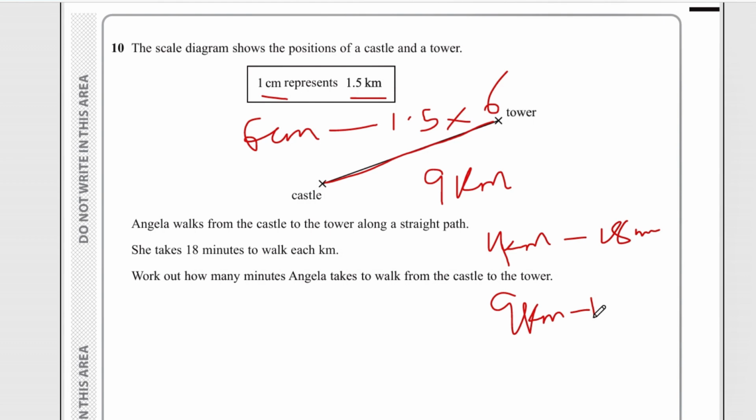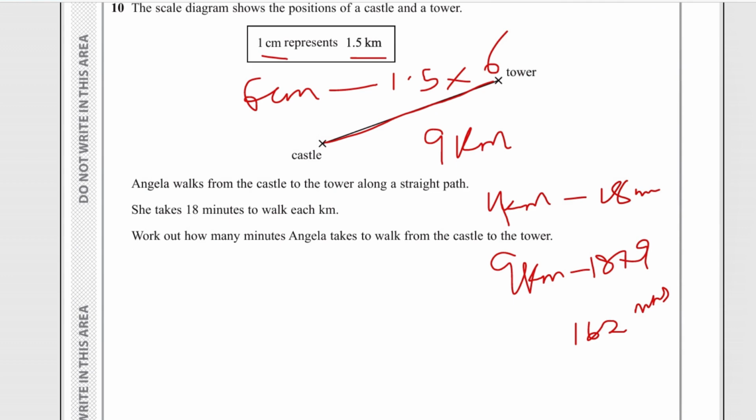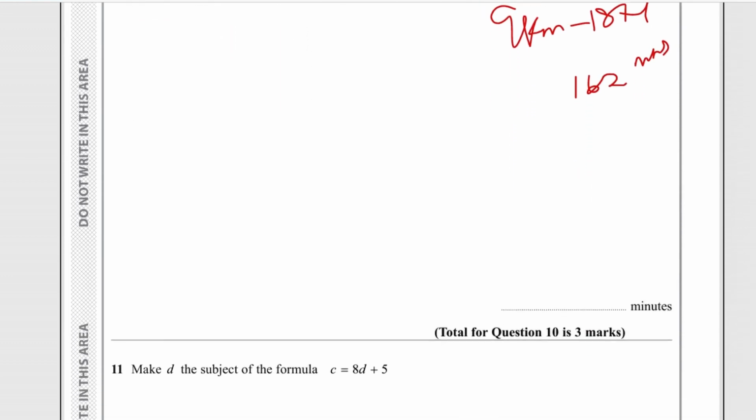And 18 times 9 will give you 162. So that will give you 162 minutes. Yes, the answer is 162 minutes.